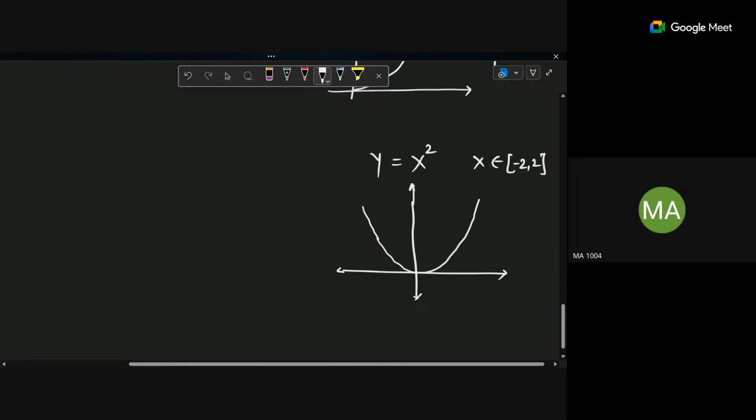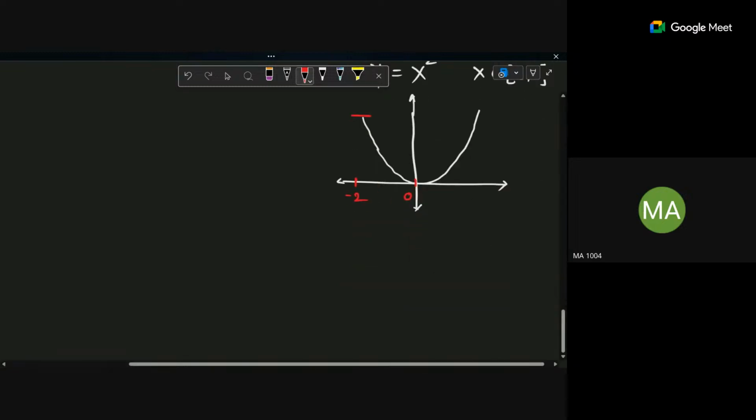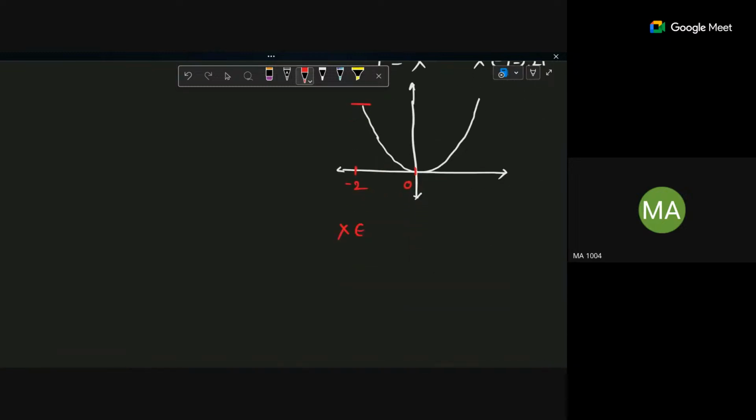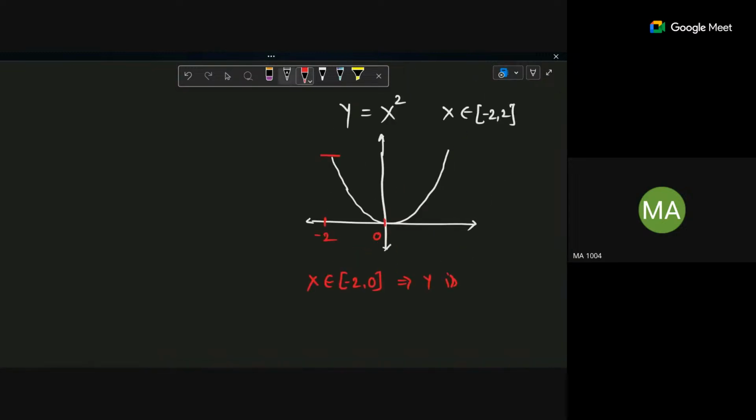It's monotonic from 0 to 2, not from -2. It's also monotonic if you consider -2 to 0. In that range it is monotonically decreasing. If I say x belongs to -2 to 0, then your y, which is equal to x square, right?